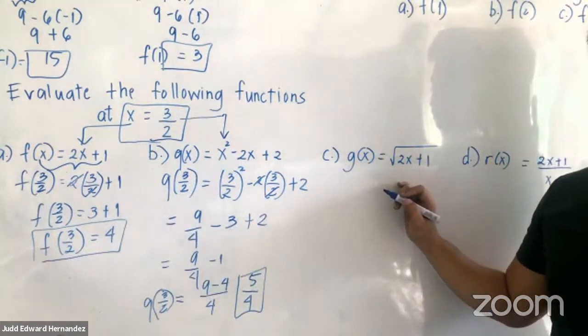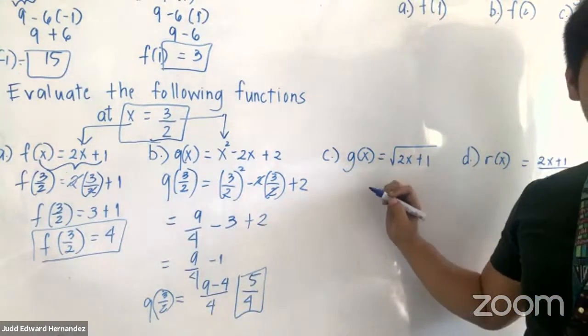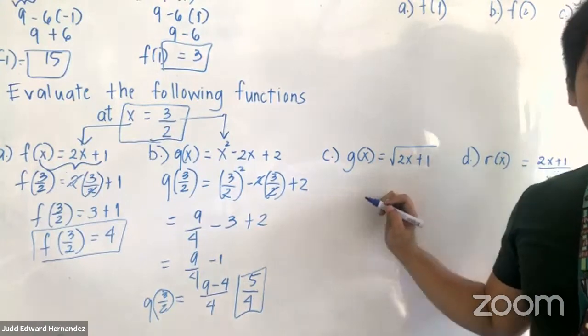For g of x, we are given the square root of 2x plus 2.